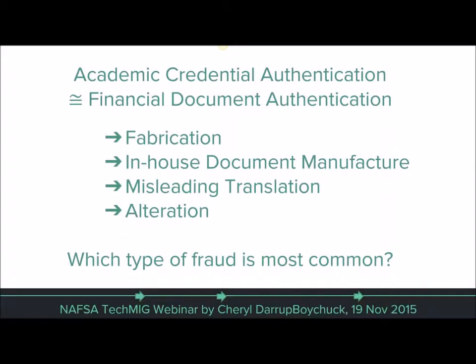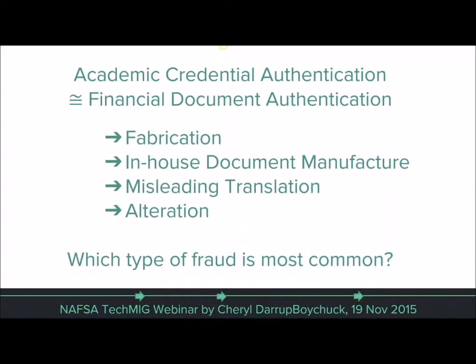The first is fabrication. That's when a completely fake financial statement has been created. The in-house document manufacturer is when a fraudulent document has been produced by an institutional representative, basically when blank document stock has been made available for sale.